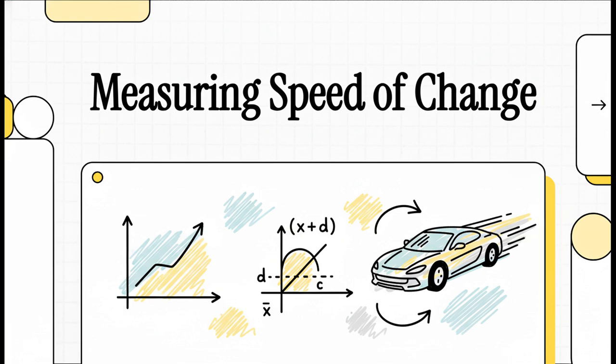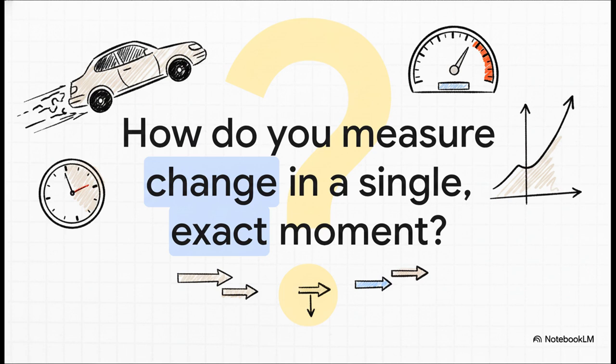But here's the tricky part. How do you capture that change in one single, precise moment? Seriously, think about it. If you drive for an hour, yeah, you can figure out your average speed pretty easily, right? But what about the exact speed you were going the split second you looked down at your speedometer? Now that is a completely different and way more interesting question. How in the world do you measure the speed of something that's always in motion at this very instant?